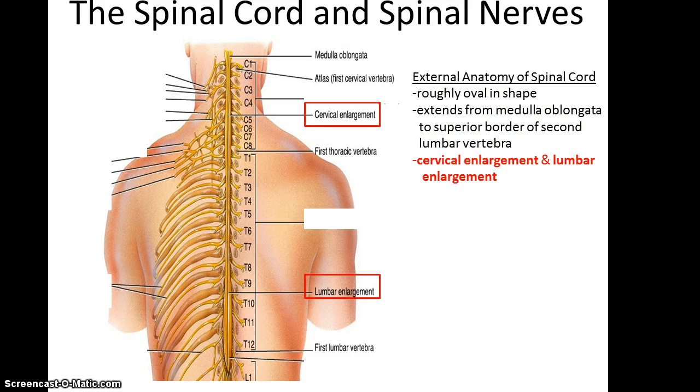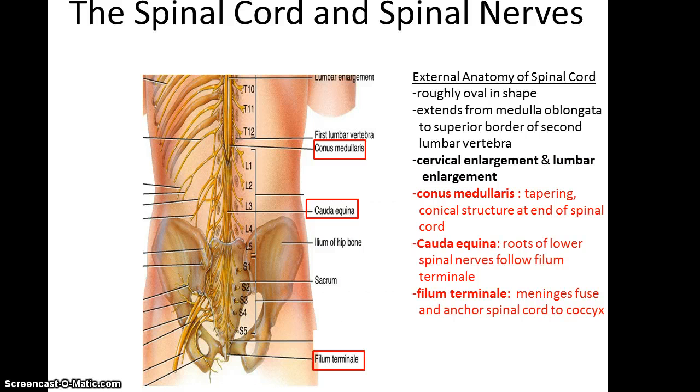It has two enlargements, the cervical enlargement around the neck area and the lumbar enlargement near the lower end of the thoracic area. You also see at the very end of the spinal cord what's called the conus medullaris, which is a tapering, sort of conical structure. Off of that continues roots of the lower spinal nerves. So the cauda equina here, thought of as the horsetail, are lots of really thin nerves that are continuing down to then come out and innervate different parts of the lower portion of the body.